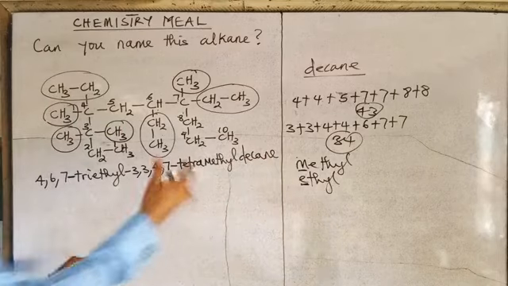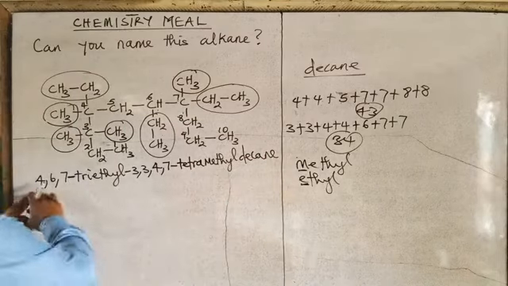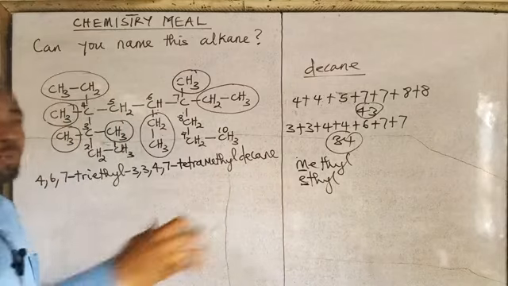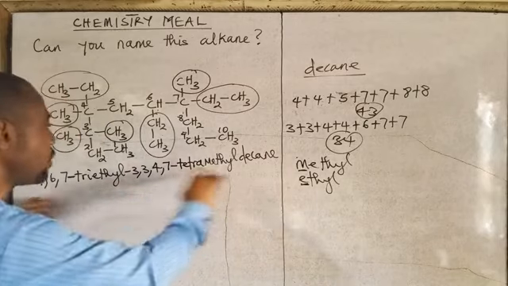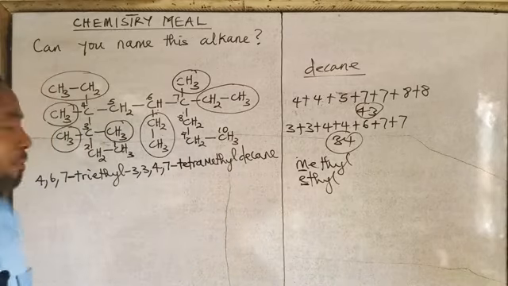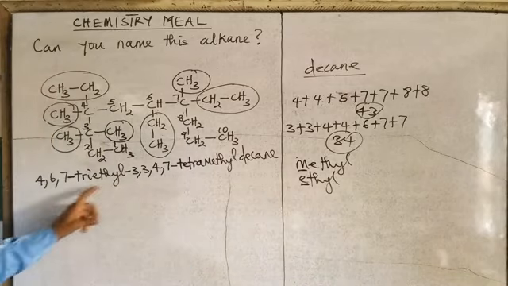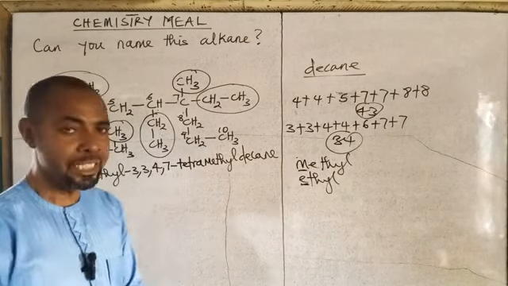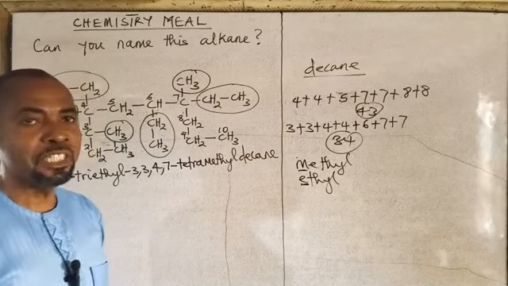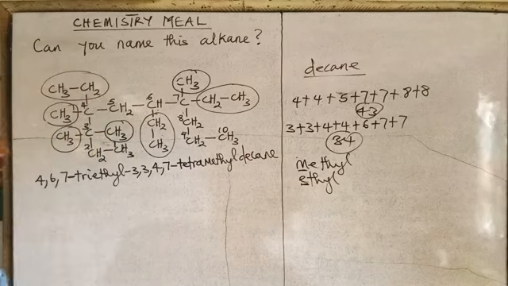So the parent name is the suffix at the end of the day. So we place these names of the substituent groups together with their positions before the parent name. Remember, there should be no space between them. So this compound is actually 4,6,7-triethyl-3,3,4,7-tetramethyl what? Decane. That's the name of this particular alkane.